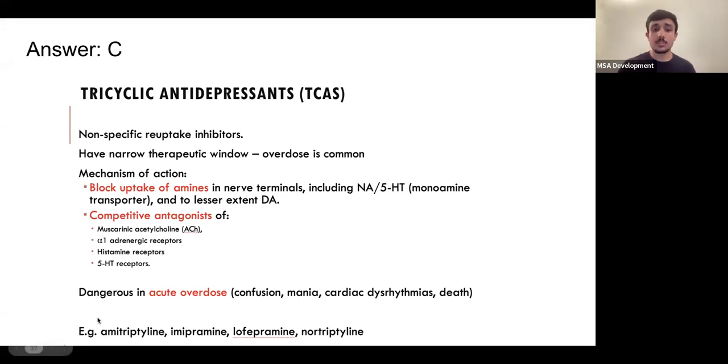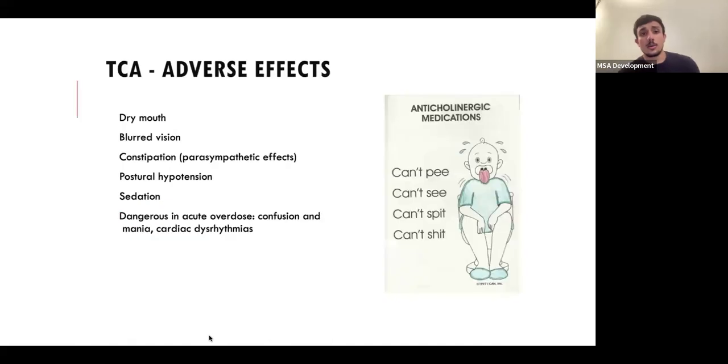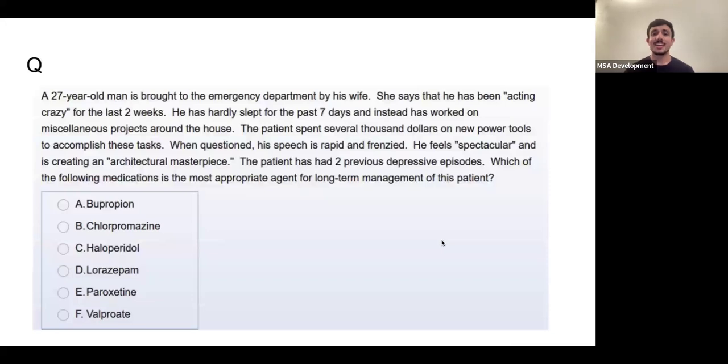Examples of that include amitriptyline, imipramine, chlorimipramine. They all end with "-ine". Now, like I mentioned: dry mouth, blurred vision, constipation, postural hypotension. Can't pee, can't see, can't spit, can't shit. Okay, next question.